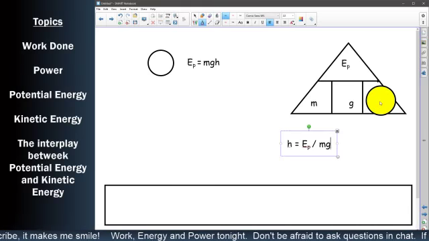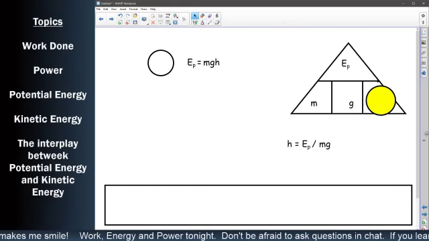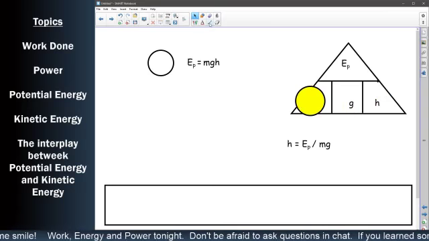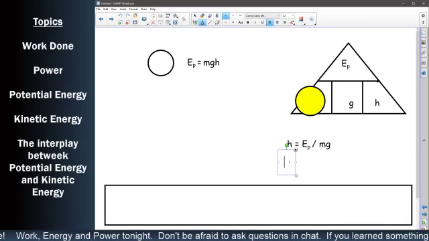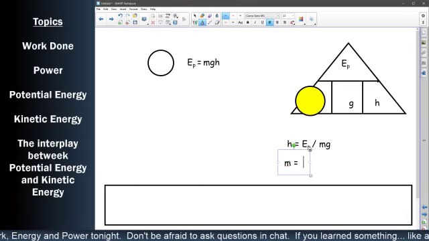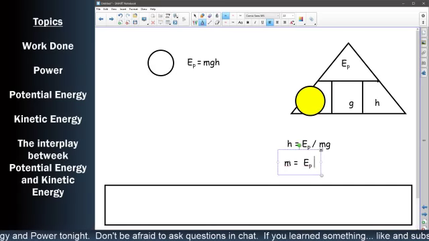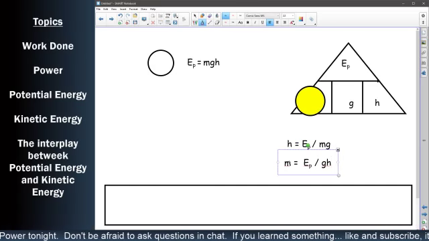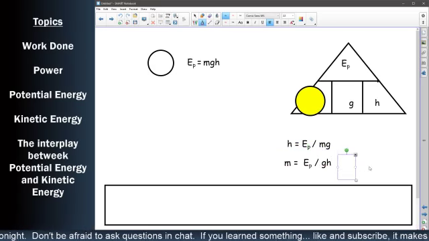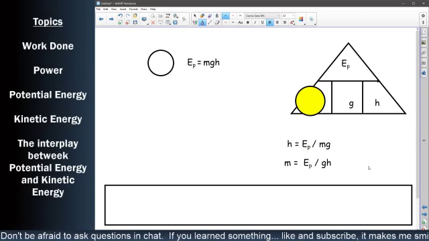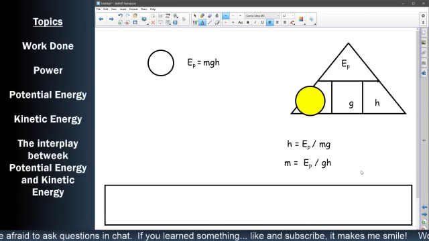Similarly, if I want to have a look at what is the mass, then m is equal to, top line says EP and the bottom line says gh. Okay, so this is the concept of potential energy.